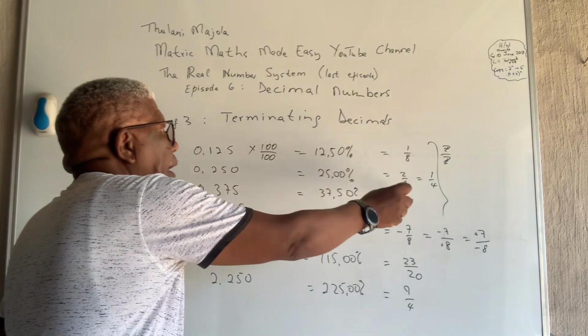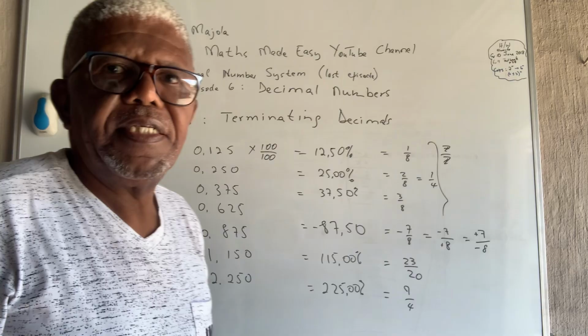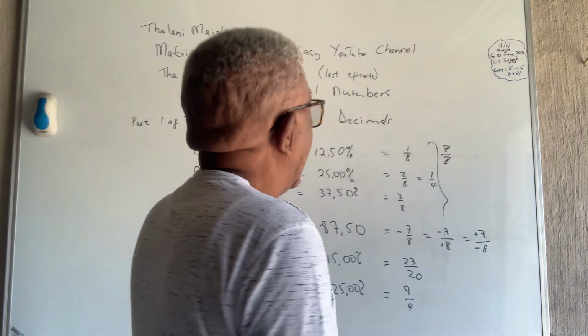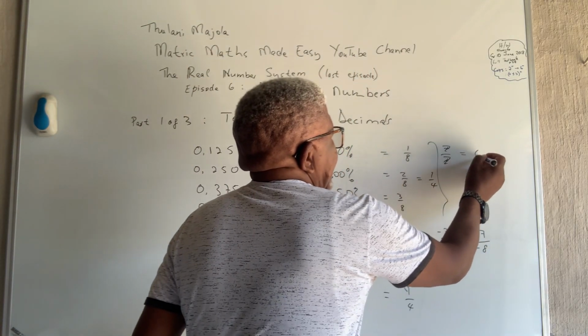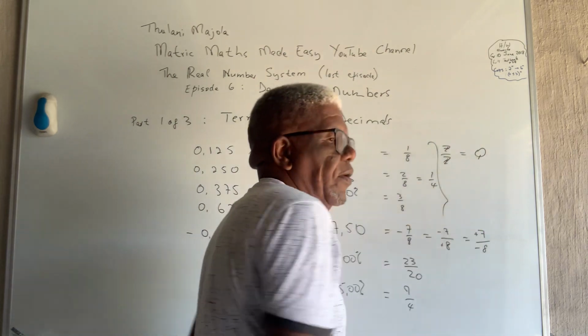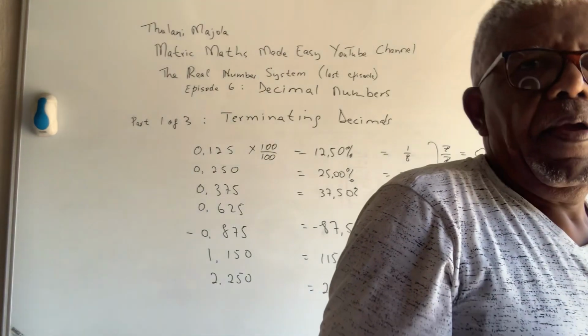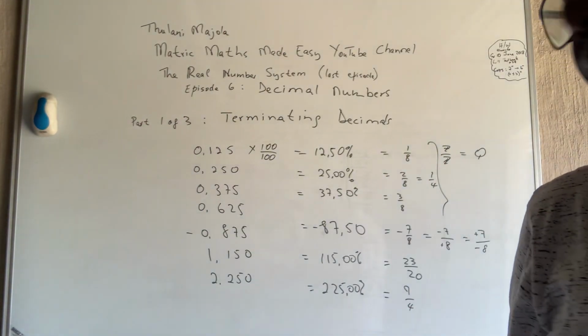They are rational numbers, the numbers that you can represent as integer over integer. We've got the symbol Q. Next is part 2.